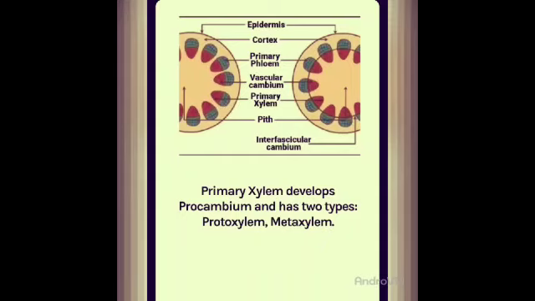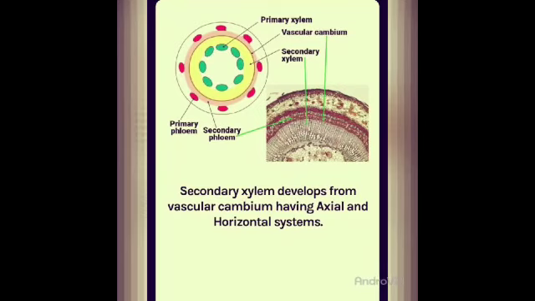Alright, you have already seen that the outer covering is always called epidermis and the tissue present inside the epidermis is called cortex. So this is the primary xylem, and it develops from procambium and is of two types, protoxylem and metaxylem. Now secondary xylem develops from the vascular cambium, having axial and horizontal systems.